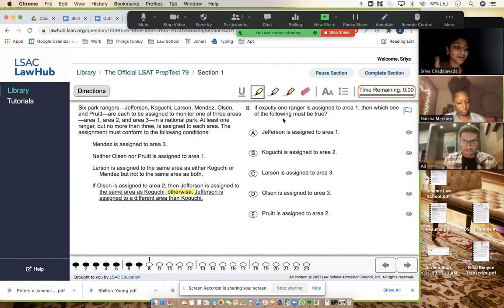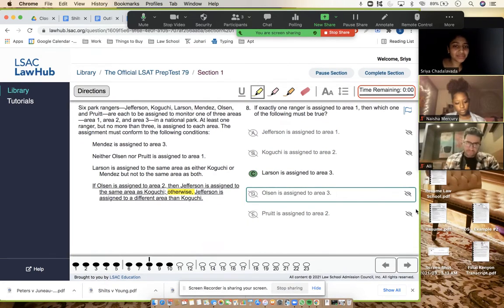8. If exactly one ranger is assigned to 1, right, which of the following must be true? You guys want to try redoing this one really quickly? Is that okay?